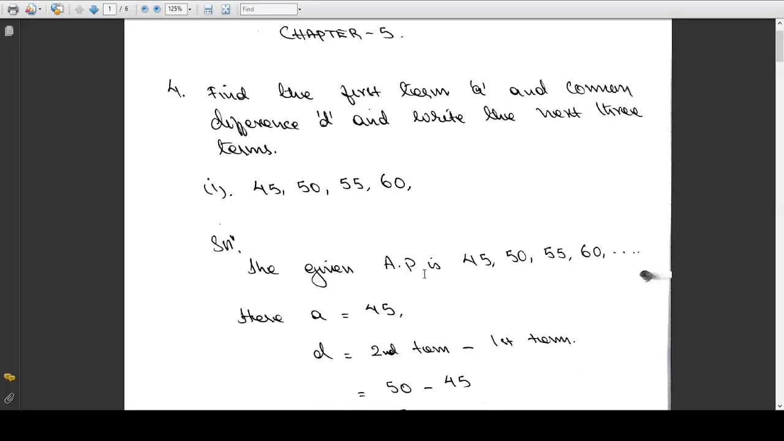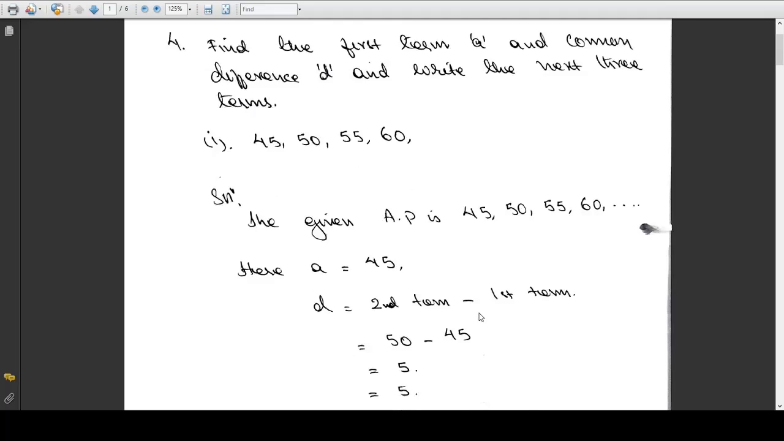The given AP is this one. Here the first term is 45, and d, the common difference, is the difference between any 2 consecutive terms. 50 minus 45, you will get 5, or if you take 55 minus 50, you will get 5. Within any 2 consecutive terms you will get the same difference, which is called the common difference. Here we take d as the second term minus the first term, 50 minus 45, which is 5.